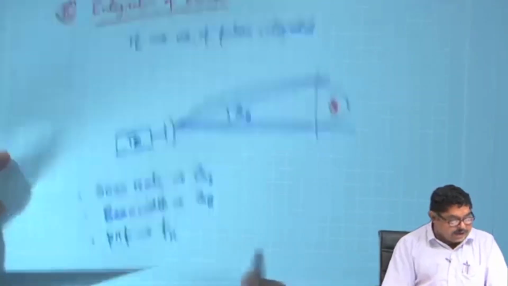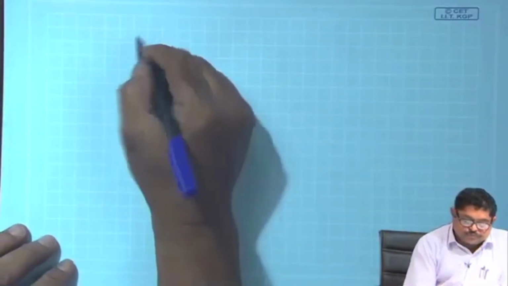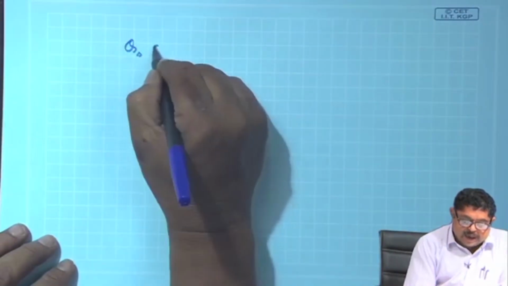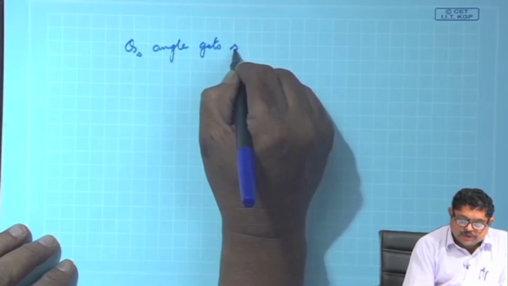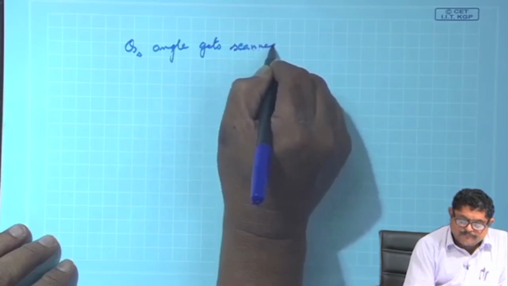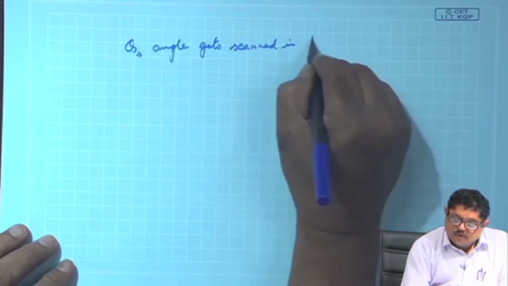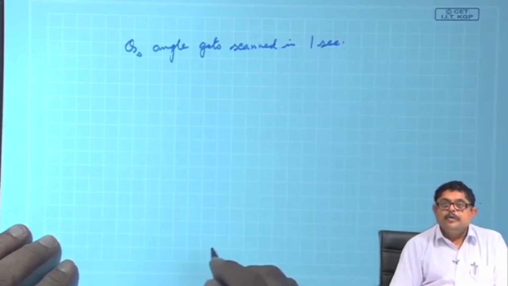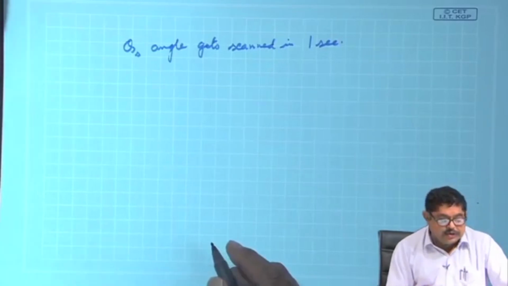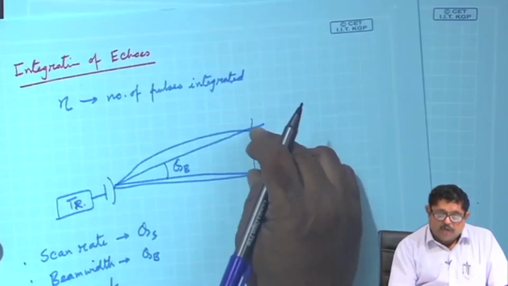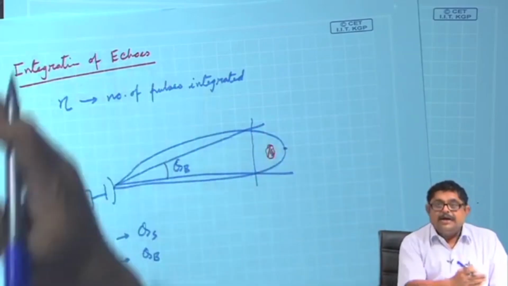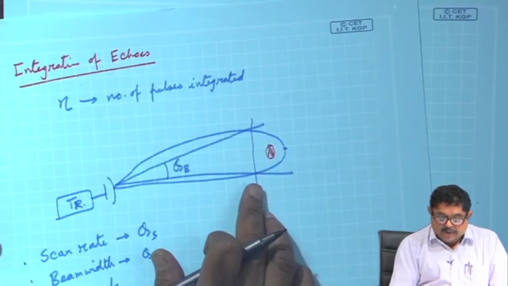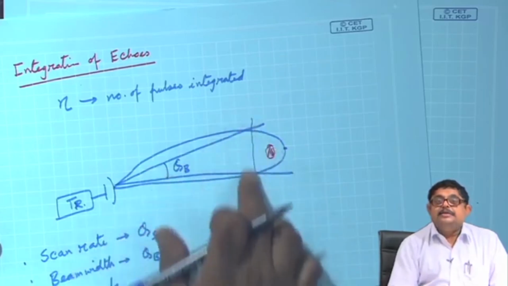If I have scan rate theta s, I can say that theta s angle gets scanned in 1 second. My question is, how much time does it take to move the radar antenna by an angle theta b?